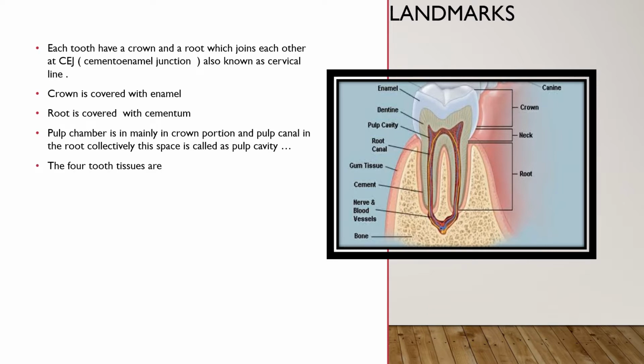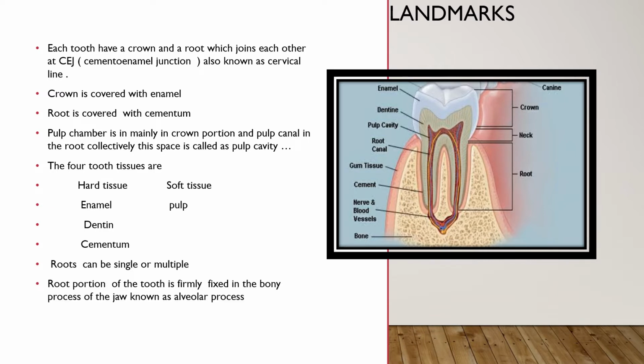Now let's talk about the pulp cavity. The pulp cavity of a tooth is divided into two portions, the pulp chamber and the pulp canal. The chamber is mainly present in the crown portion of the tooth, and the pulp canal is present in the root. Collectively, this is a continuous open space, and together they are known as the pulp cavity. Now, the tooth is formed of four tissues. The tissues of the tooth can be hard and soft. The hard tissues of the tooth are enamel, dentine, and cementum, and the soft tissue is pulp.